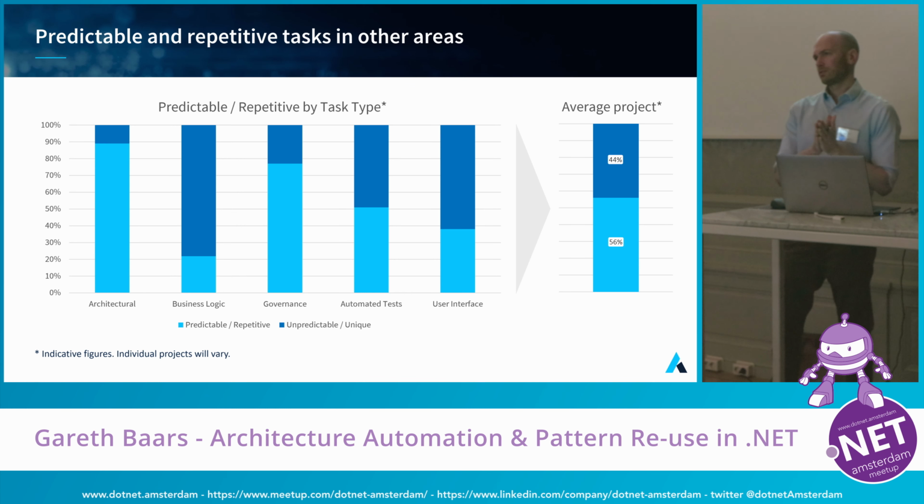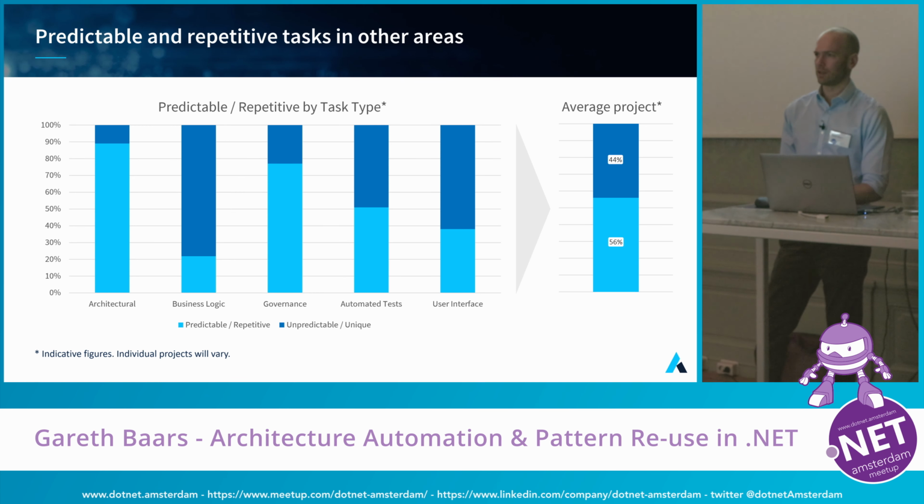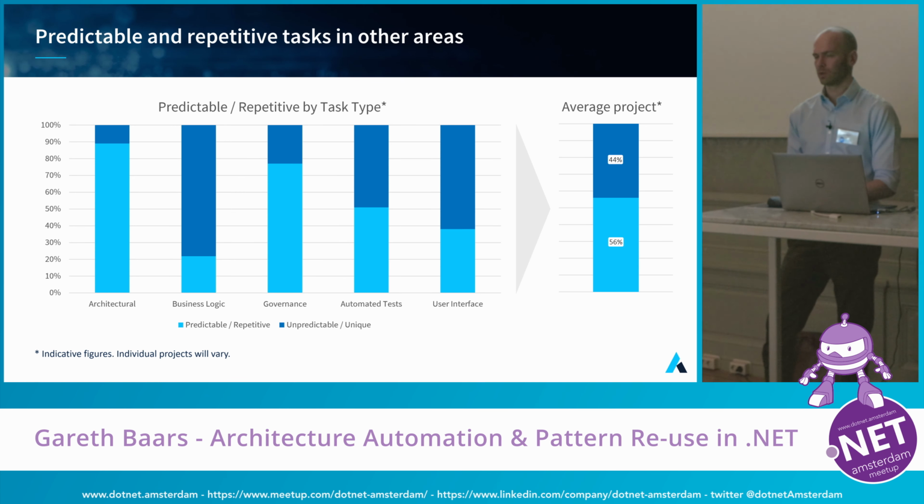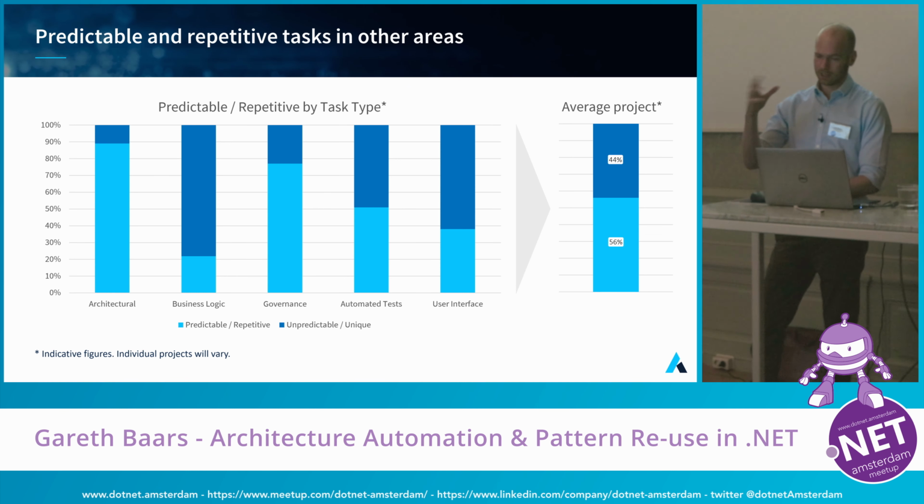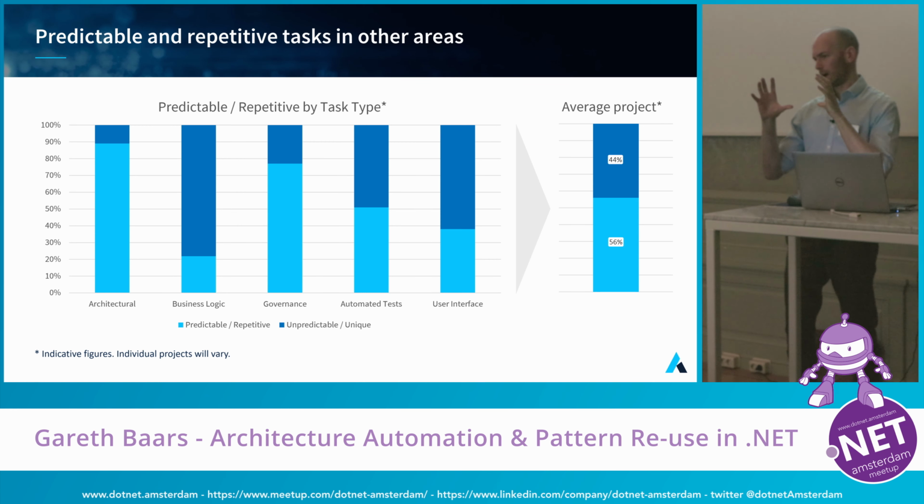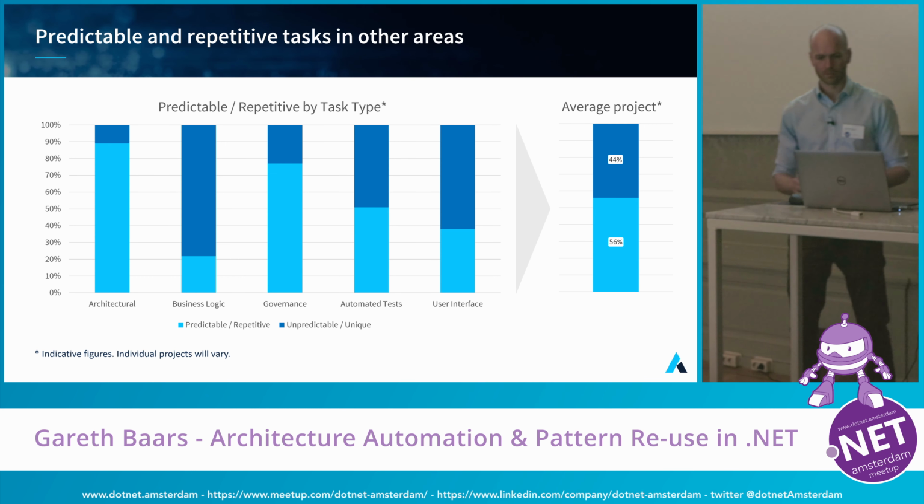When we average this out, we're looking at about 54% of projects basically being predictable and repetitive on average. We've seen projects that are so predictable and repetitive, we'll get into that a little bit later, but you also get ones that are very, very low on that. These are very highly specialized, customized applications that really don't resemble line of business applications and things like that.